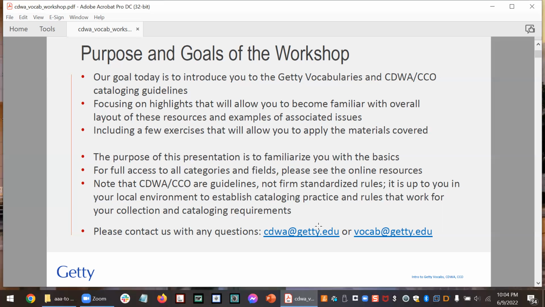Also, as we start, let me note that CDWA and CCO are guidelines. They're not firm standardized rules. So it's up to you in your local environment, in your institution, to establish cataloging practice and rules that work for your collection and cataloging requirements. And I think those of you this evening probably already have cataloging rules in place and have for a long time. So maybe look at CDWA to give you some advice or new insights on certain issues.